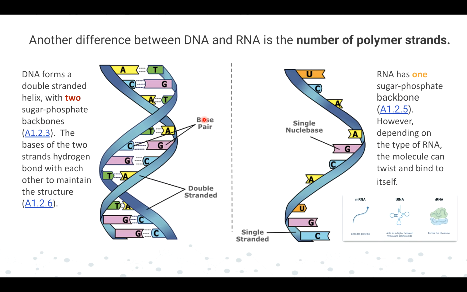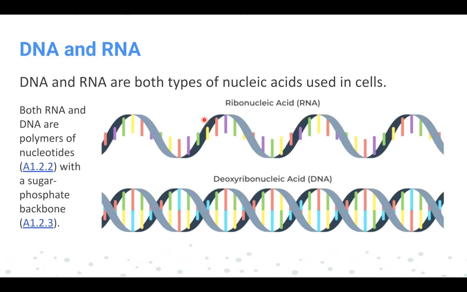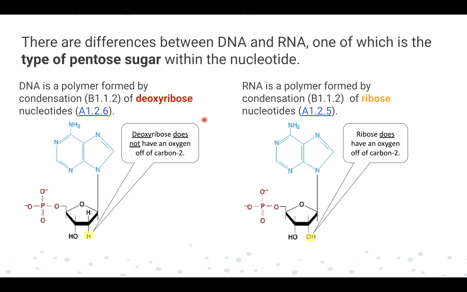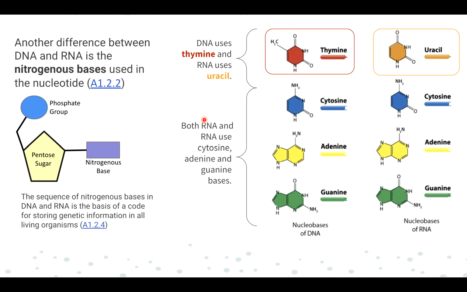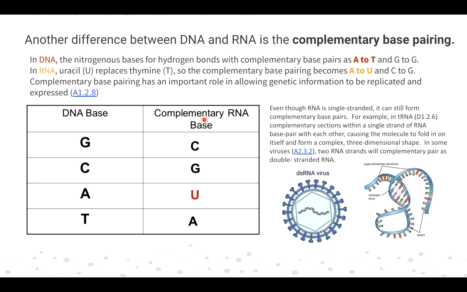Let me recap once again. Starting with the first difference: DNA is double-stranded, RNA is single-stranded. Second difference, DNA contains deoxyribose sugar, RNA contains ribose sugar. Third difference, there is base pairing in DNA, no base pairing in RNA. Fourth, 2 sugar phosphate backbones are present in DNA, 1 sugar phosphate backbone is present in RNA. Fifth, thymine is present in DNA, uracil is present in RNA.